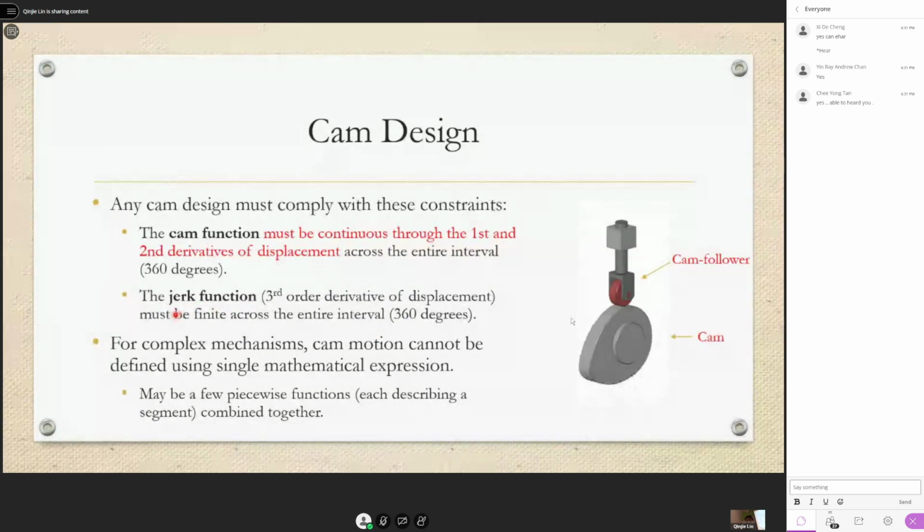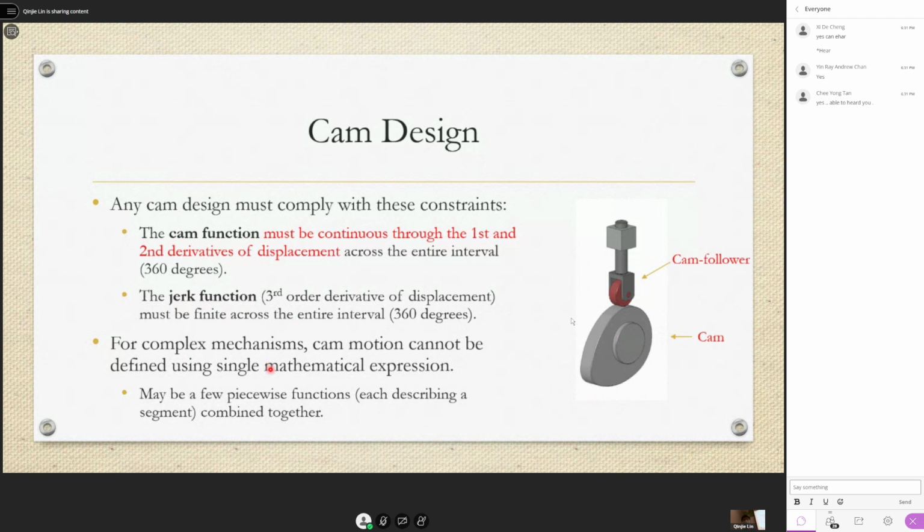Jerk is the third derivative. We are not so familiar with this, but as you can see, the first derivative is velocity and the second derivative is acceleration. Then you can move into another order, the third order, and that is called the jerk. So velocity, acceleration, and jerk. Basically, jerk is the rate of change of acceleration. That must be finite across the entire interval also.